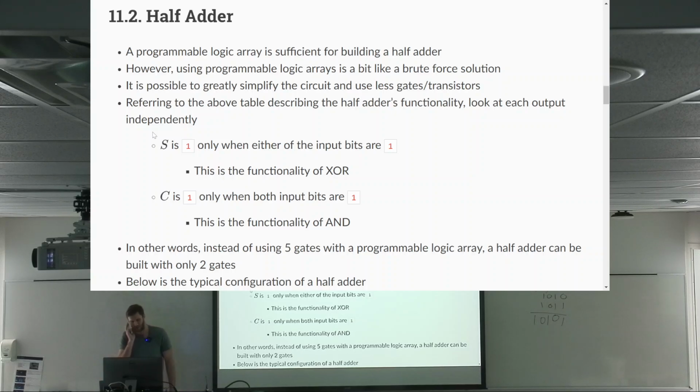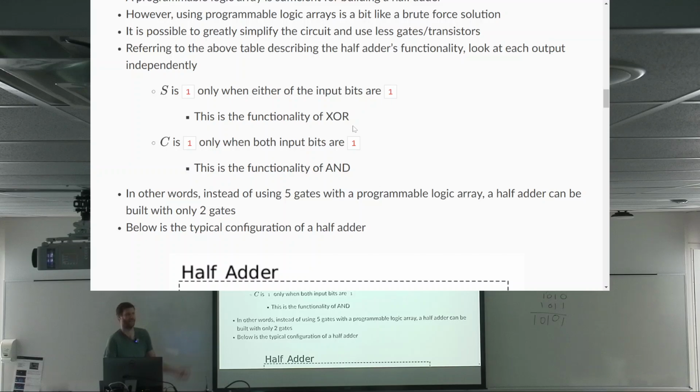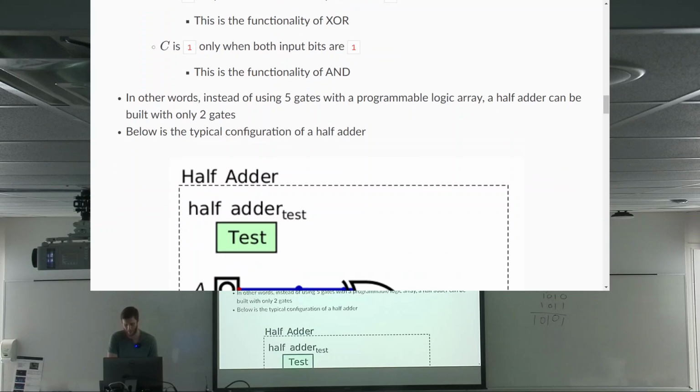Referring to the above table, notice that the S is only 1 when either of the inputs is 1. That's just XOR. C is 1 only when both inputs are 1. That's just AND. A few basic gates. XOR is a fancy gate, fine, but it's still a relatively simple operation we're all pretty familiar with.